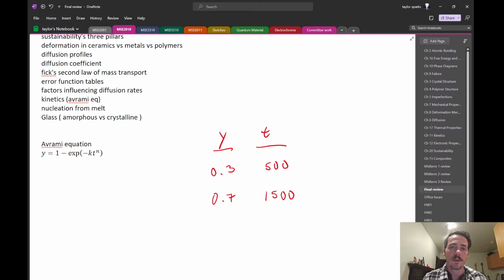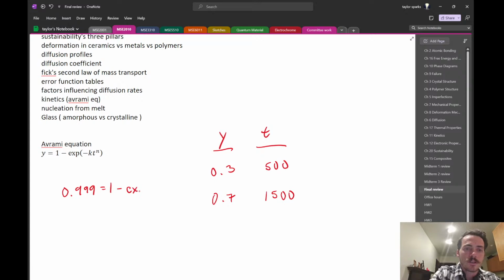Once you know k and n, you could solve for any arbitrary transformation. For example, maybe I asked you how long it would take for it to be 99.9% transformed. At that point, it would be as simple as saying 0.999 equals 1 minus the exponential of the negative k value that you would have solved for, times t, which you're going to solve for, raised to the n, which you would have solved for. That is how we would go about using the Avrami equation.